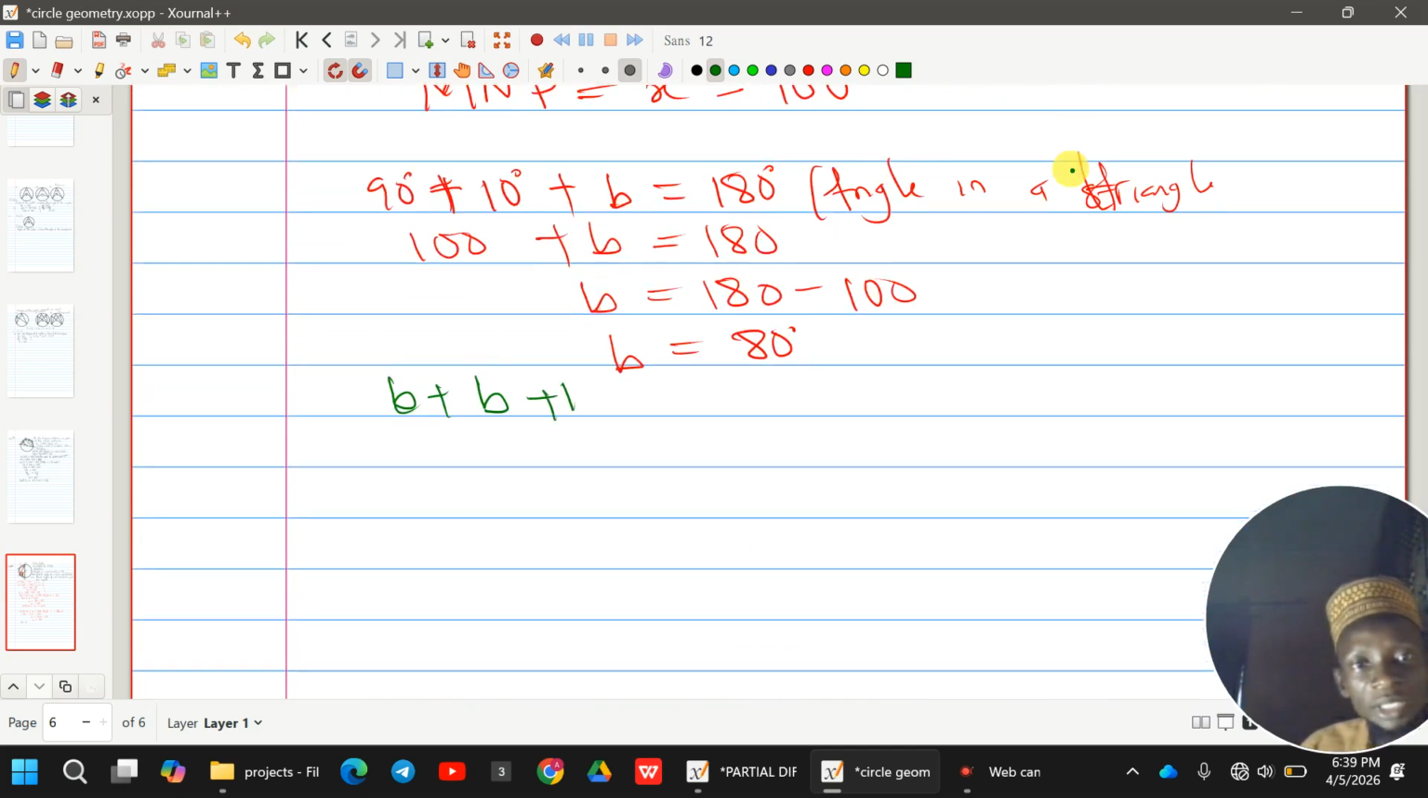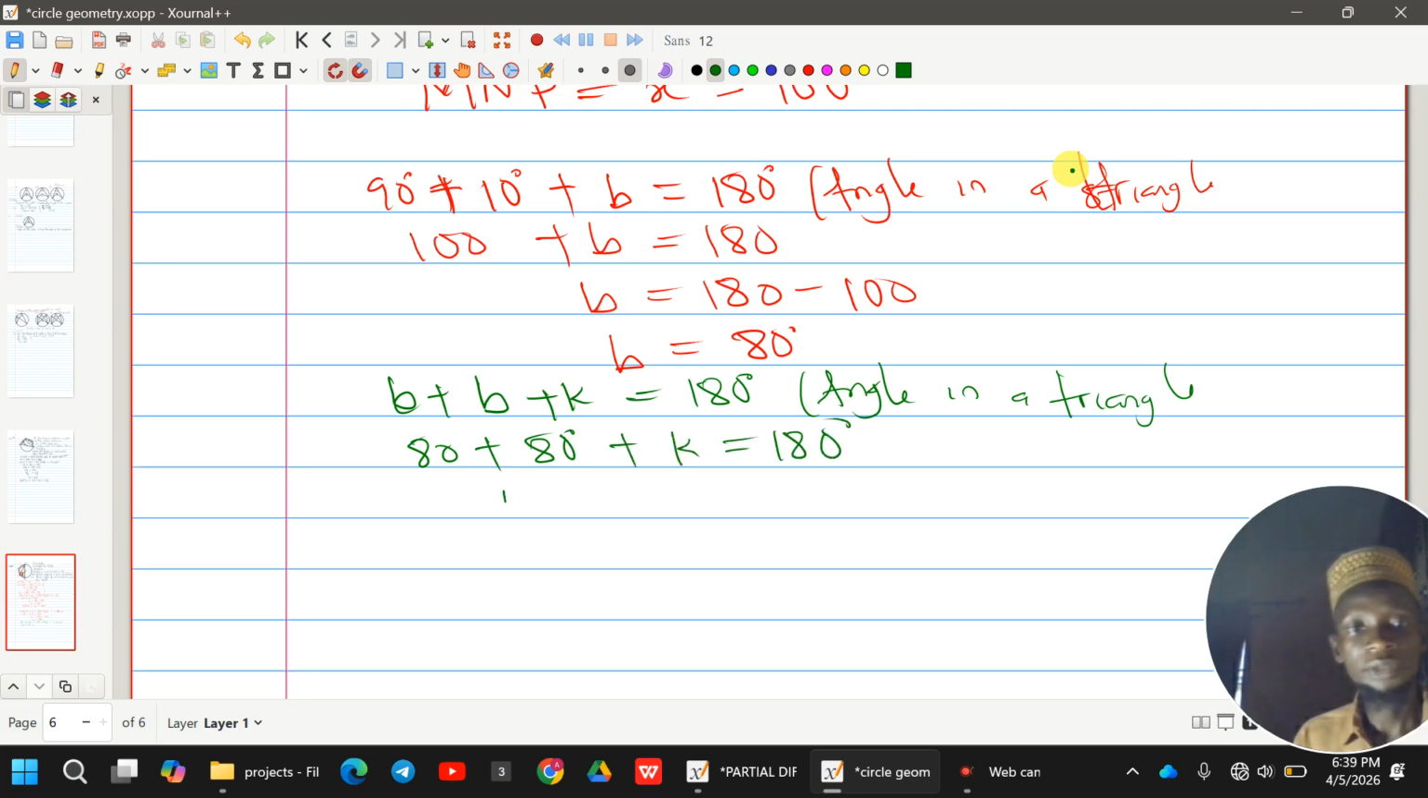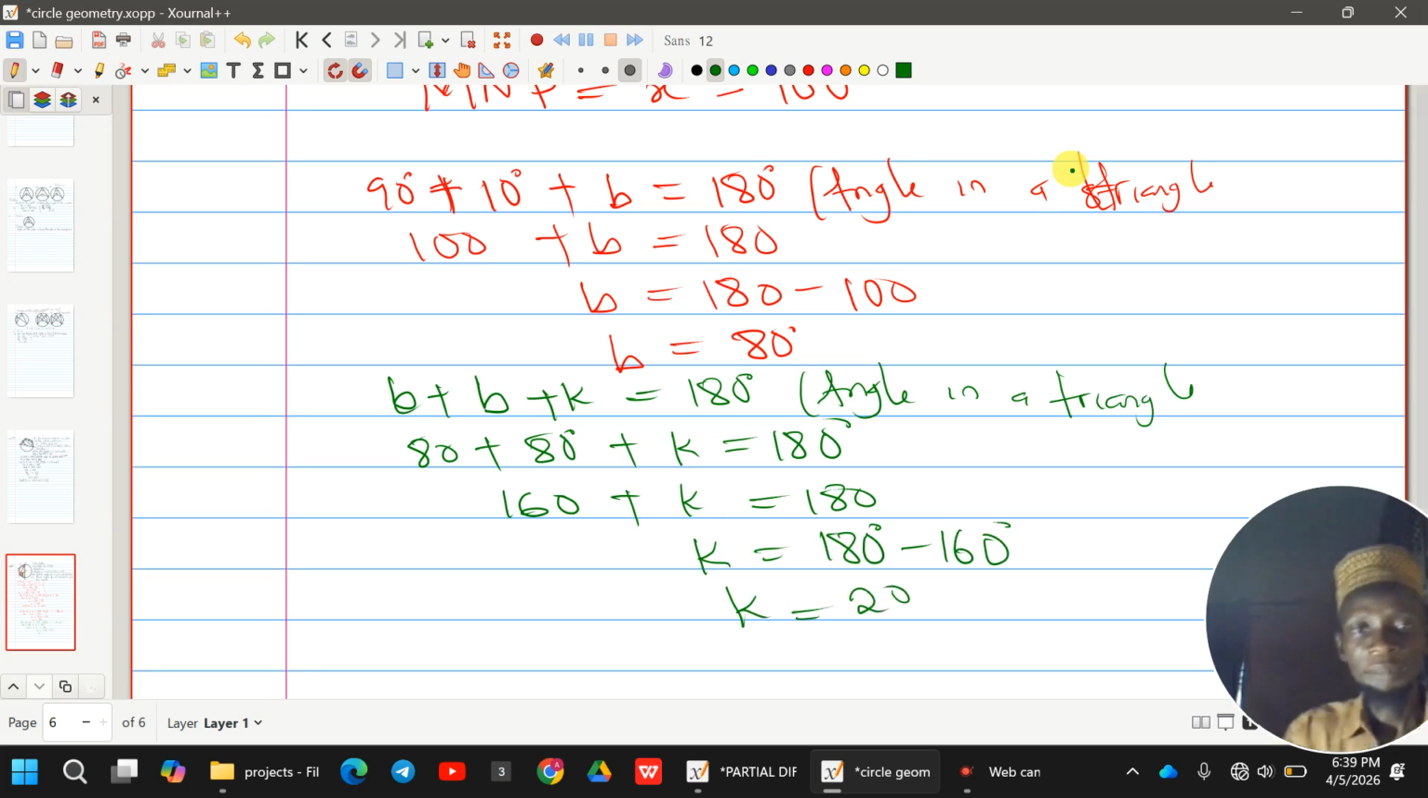Plus K equal to 180. That is angle in a triangle. Angle in a triangle. Okay? My B is 80 degrees. 80 plus 80 plus K equal to 180. This one is 160 degrees plus K equal to 180. My K is equal to 180 minus 160. That is, my K is equal to 20 degrees.